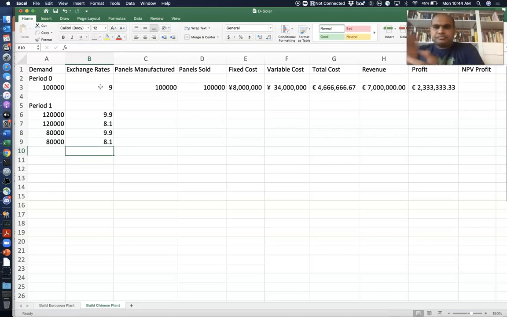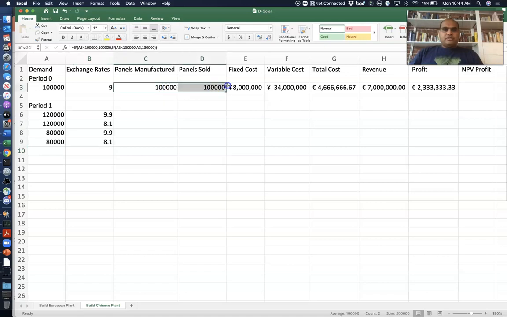Now these formulas are not going to change. It's just the demand and exchange rates that are going to change. So let's see how that works out. So panels manufactured, sold.